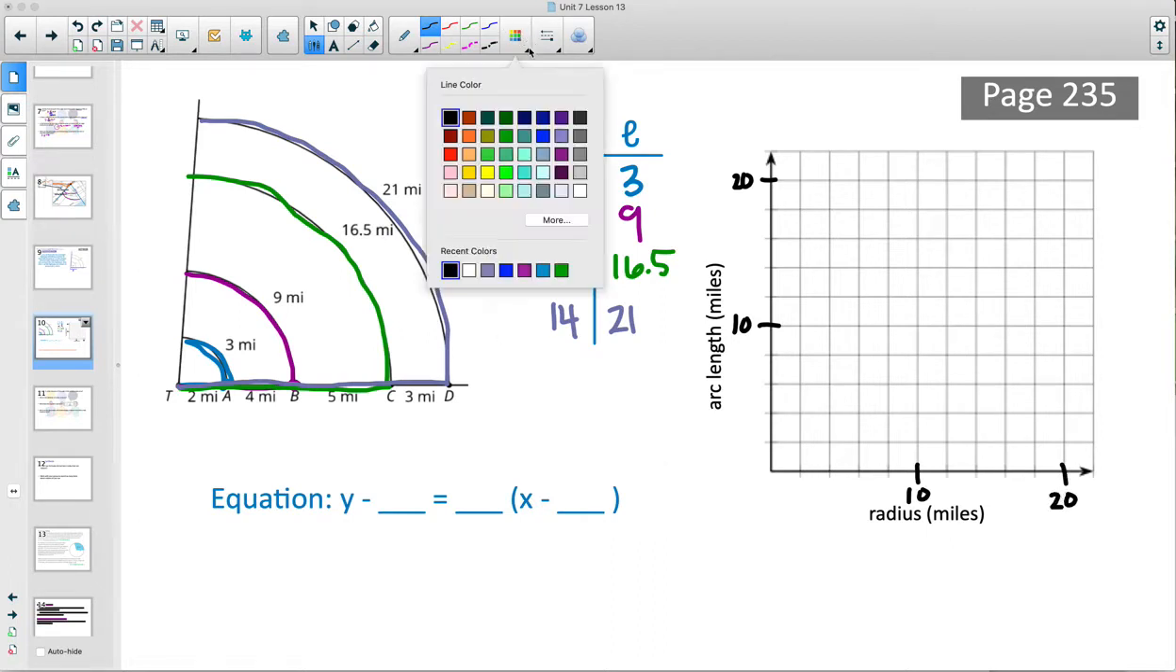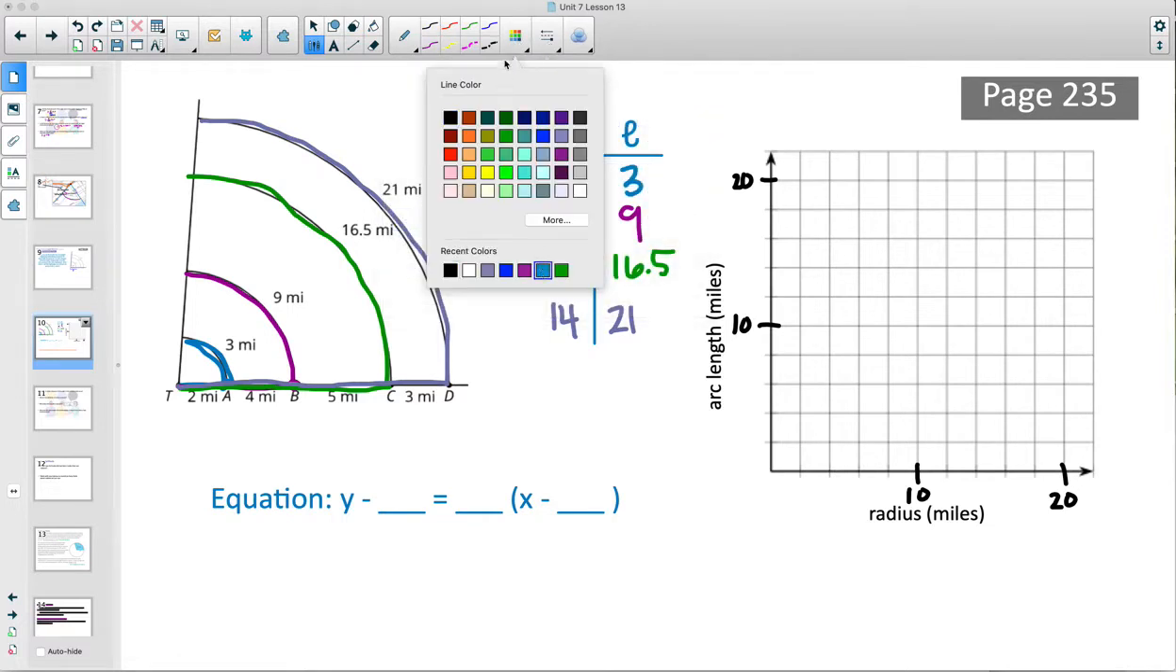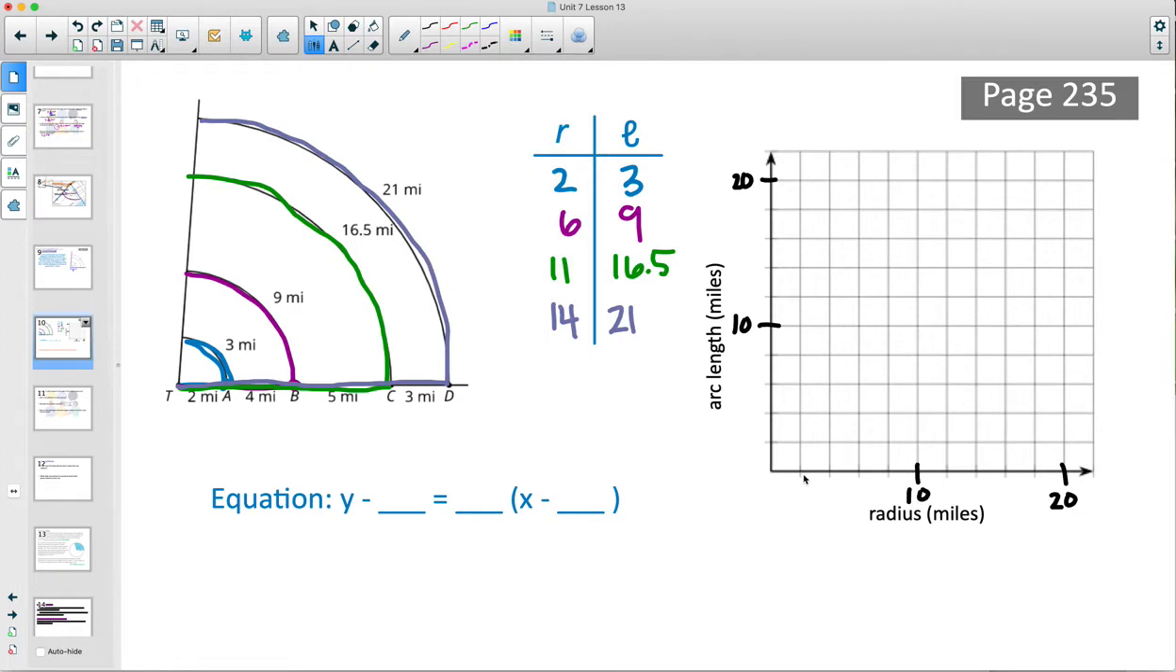So then plot these points. And so our first one was 2, 3. So this is 2, 2. So 2, 3 is going to be right in between. Then this one is 6, 9. So 2, 4, 6. 2, 4, 6, 8. So 9 is going to be right in between there.